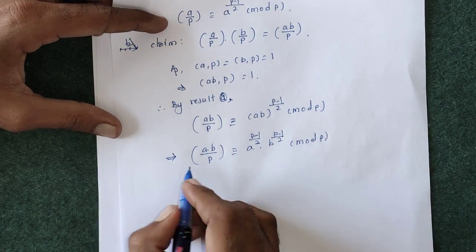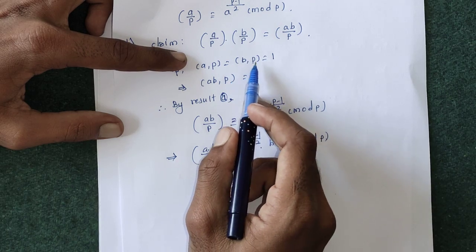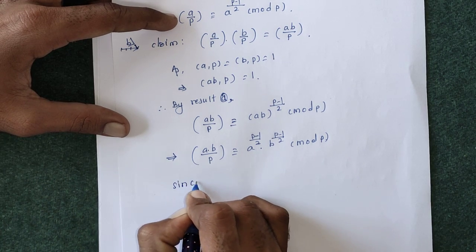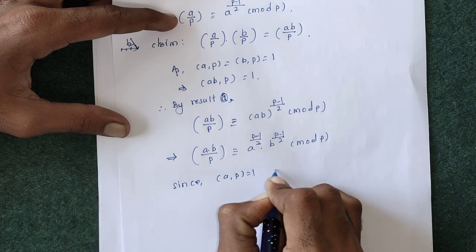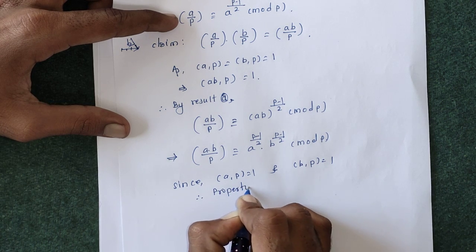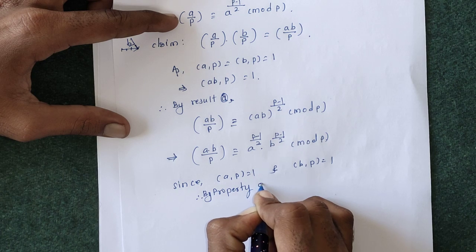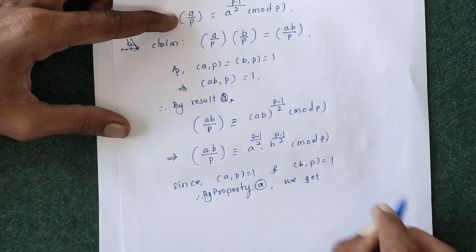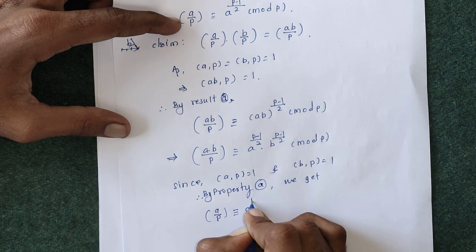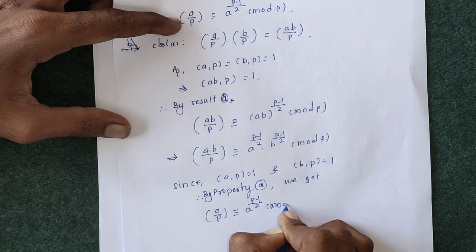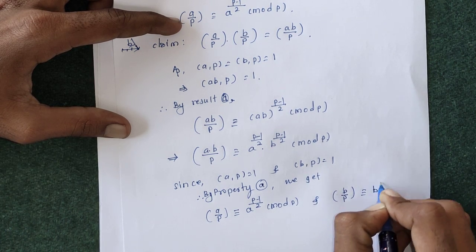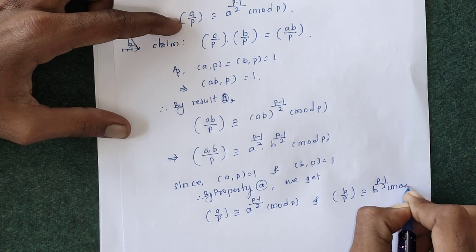Also, the Legendre symbol of a and p is defined, and the Legendre symbol of b and p is defined. So, using the first property on these two, by property 1, we can write the Legendre symbol of a and p is congruent to a raised to (p minus 1) by 2 under modulo p, and the Legendre symbol of b and p is congruent to b raised to (p minus 1) by 2 under modulo p.